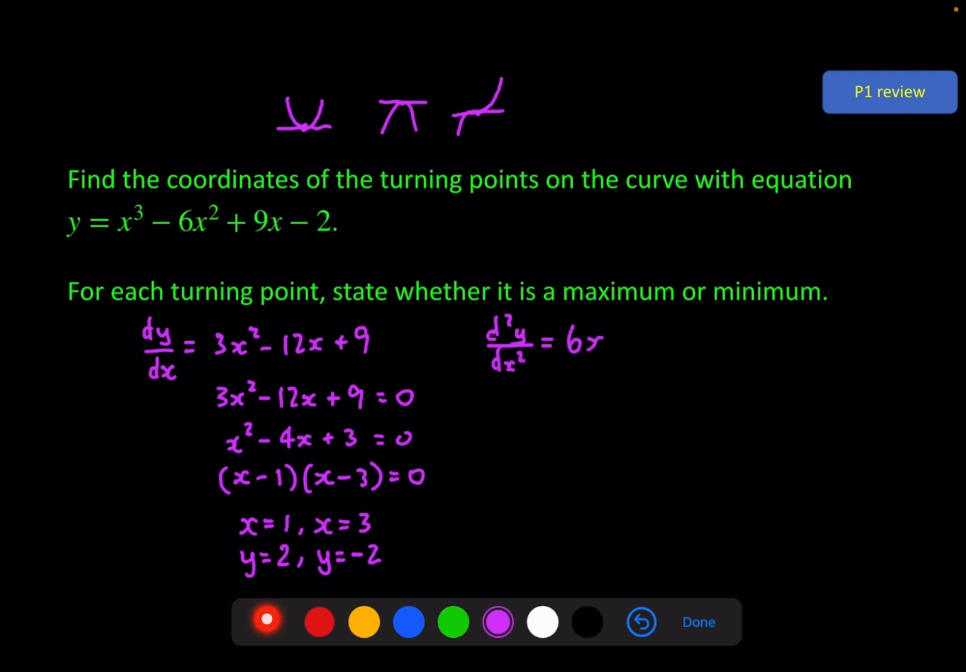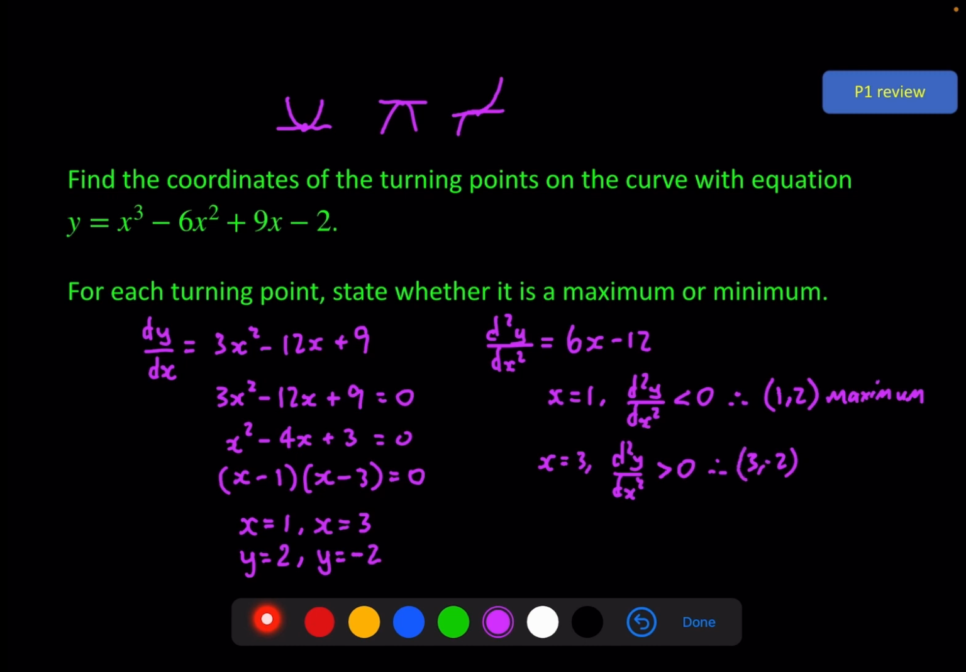We get 6x minus 12, so when x is equal to 1, the second derivative is less than 0, therefore the point 1, 2 is a maximum. And when x equals 3, second derivative is greater than 0, therefore 3, minus 2 is a minimum.